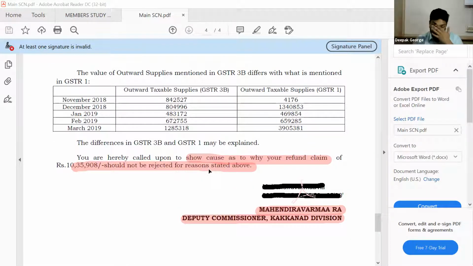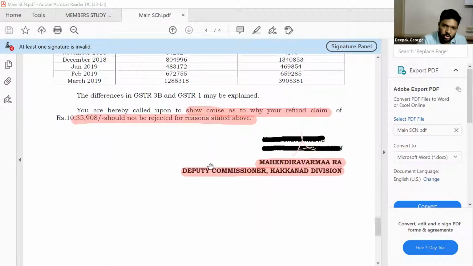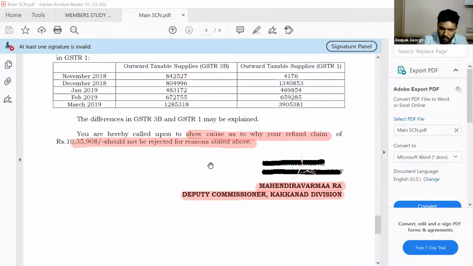Right. By reading this, we'll say that you keep quiet, don't go and make a fresh application, don't reply, just forego that amount. But then there are people who are replying to the show cause notice in RFD 09 and submitting all the proof required by the GST officer. Right. So this was a good show cause notice issued by the GST officer.